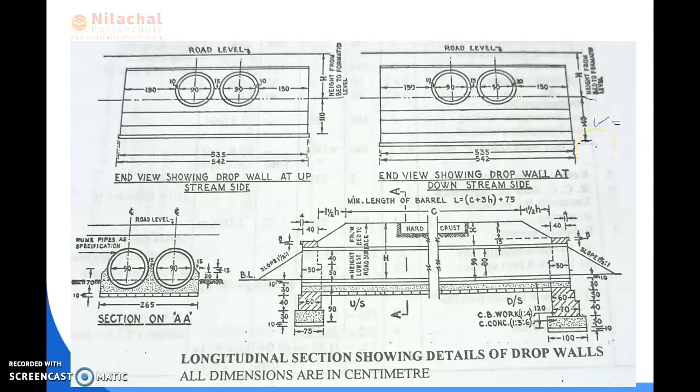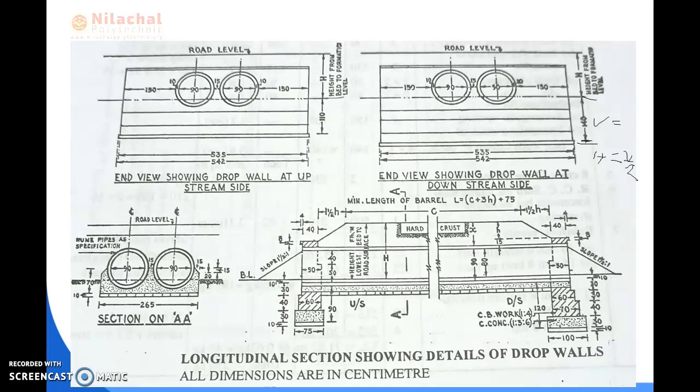What is the horizontal distance? Horizontal is equal to vertical by 2, because the ratio of the side slope provided is 1:2. So horizontal is equal to vertical by 2. So here the total distance is provided as 542 plus 2 into 150 by 2.